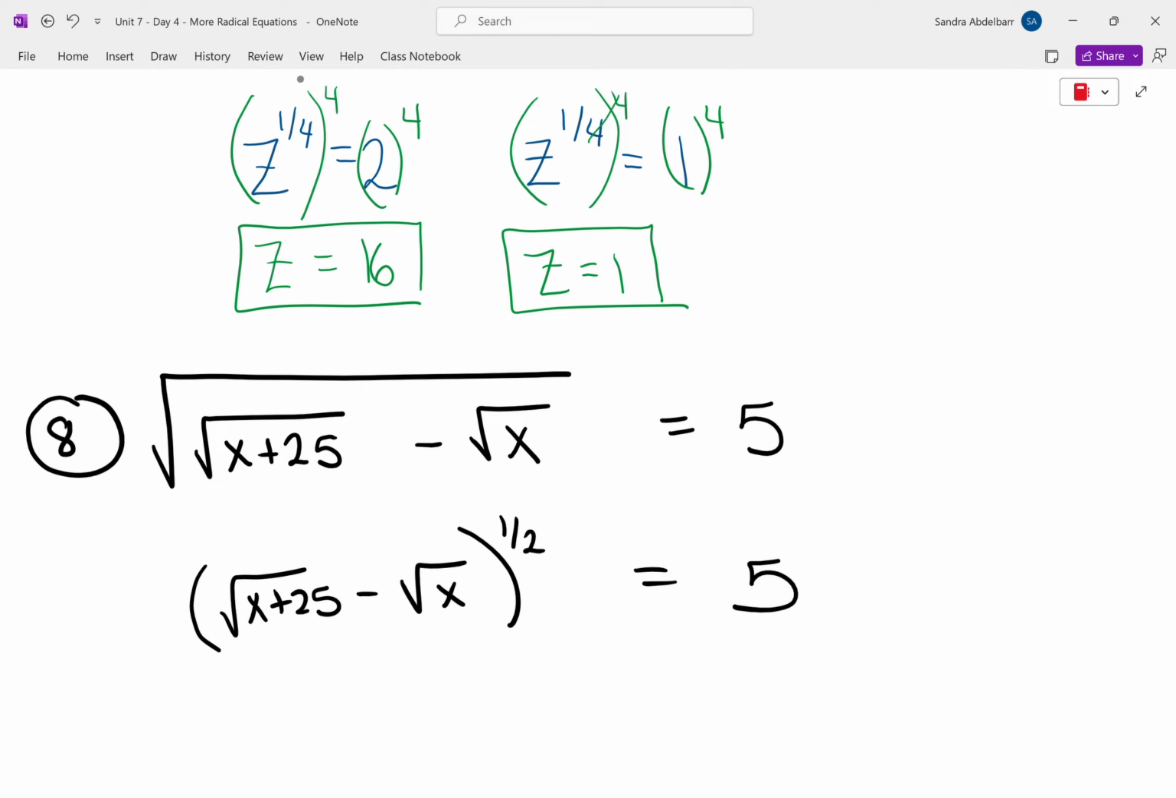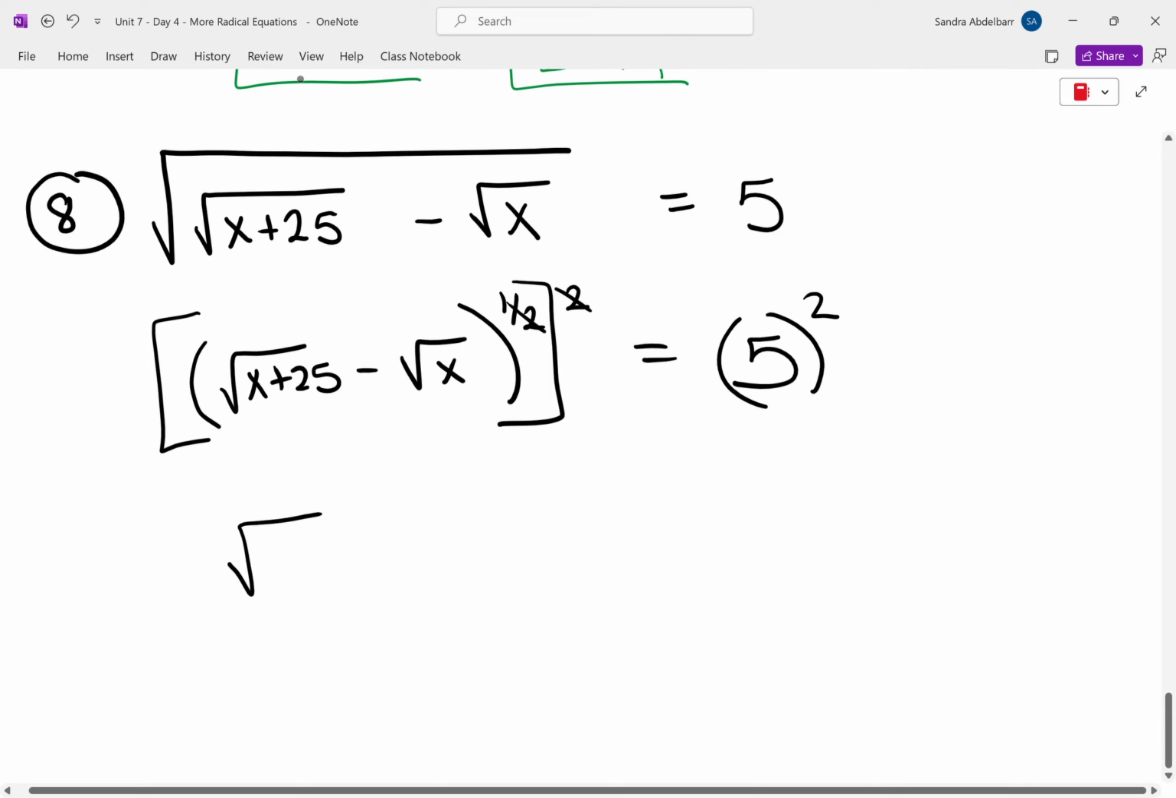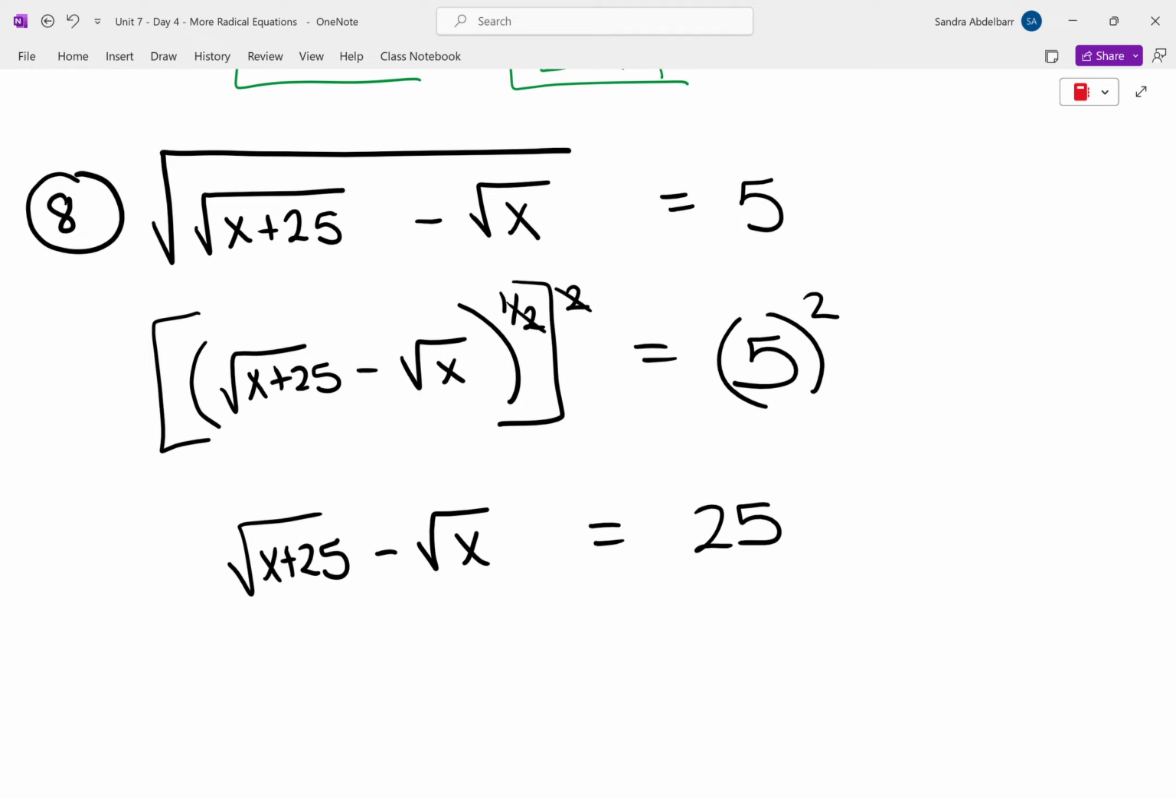Do we agree? Okay, so now I'm going to go step by step here. I have it raised to the half power. To cancel that out, what should I do? Square it. Do I need plus or minus? No, we don't need plus or minus here. So now this is the root of x plus 25 minus the root of x equals 25.